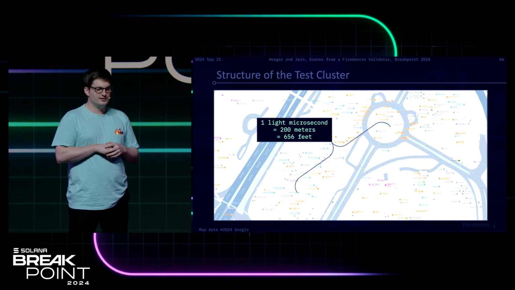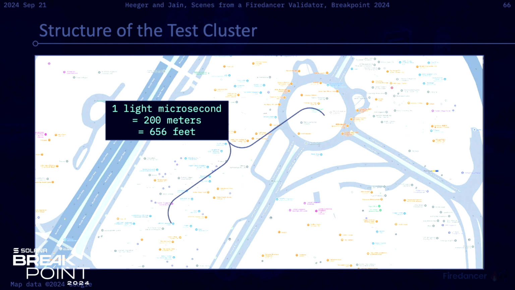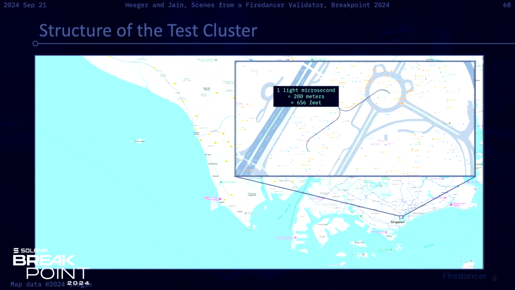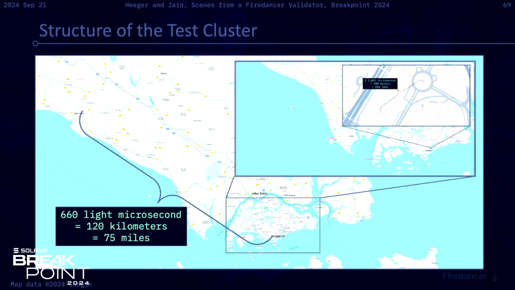In 1 microsecond, light can travel 200 meters. What you're seeing here is the venue we're in. 200 meters is roughly the distance from here to the center of Suntech. But let's zoom out. And once more, in comparison to the Jump global network, the jitter between my laptop and a server in France was on the order of 660 microseconds. In that time, light travels 120 kilometers.